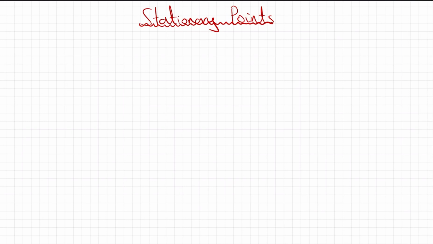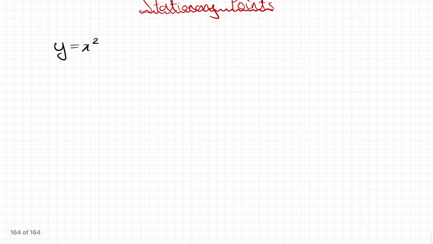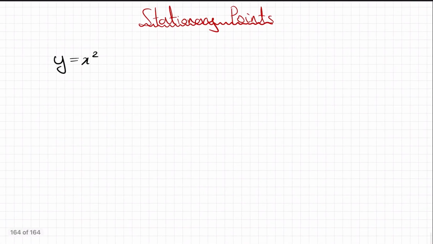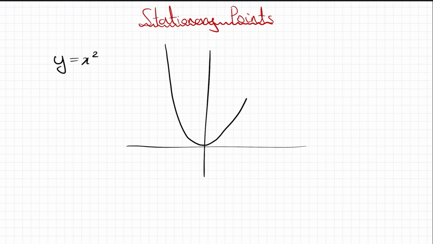And in this tutorial, I'm going to be showing you guys what stationary points are, how we can calculate them, and the different types of stationary points which you might encounter when drawing graphs on the Cartesian plane. So let's look at a regular graph such as y equals x squared. If we sketch this out, this is going to look something like this with a parabola shape, just like that.